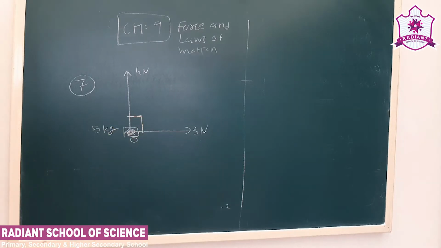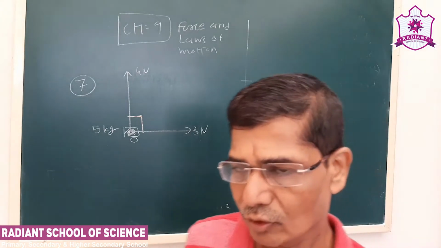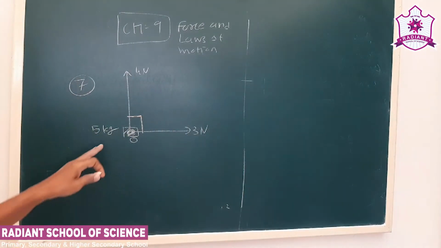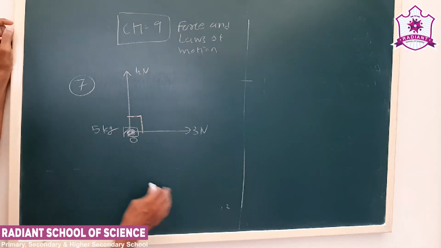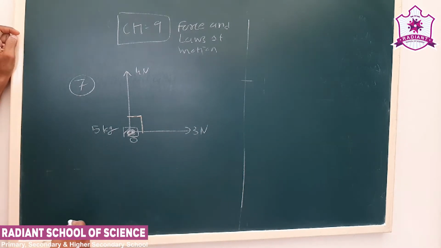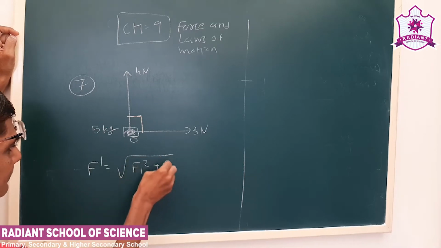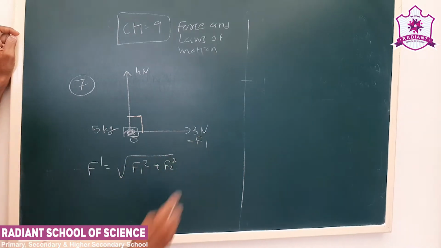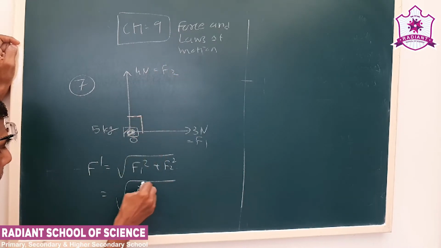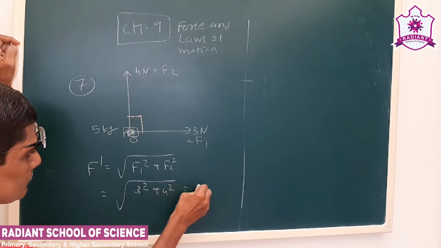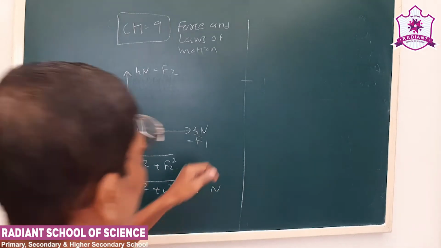So when more than one force acts on a body, we have to find out the resultant force. Now here two forces are at right angle. How can we find out the resultant? We have studied the Pythagoras theorem. F dash is F1 square plus F2 square. Let us say this is F1, F2. So here the resultant force is 5 Newton.